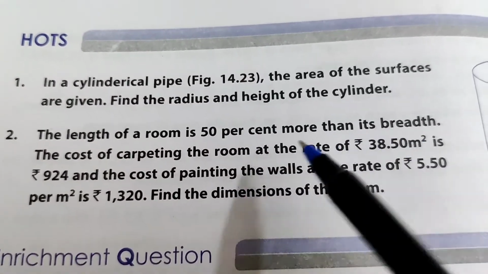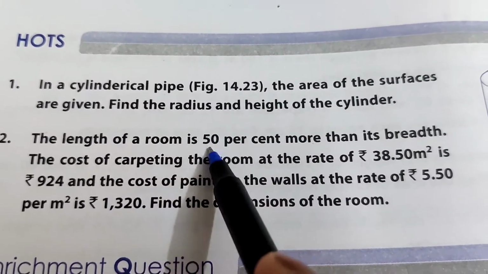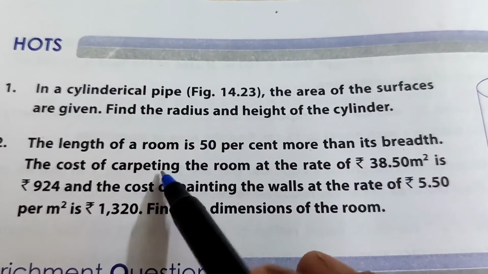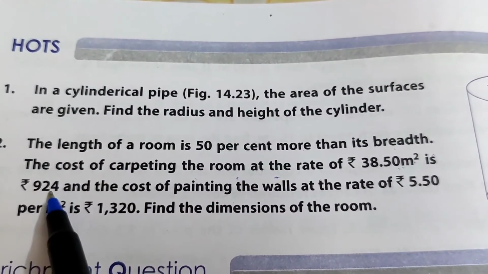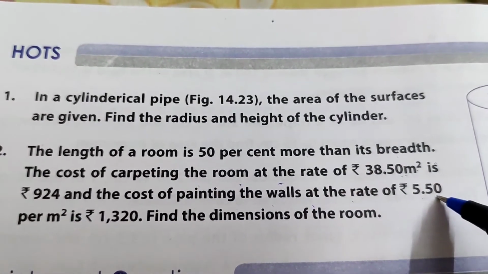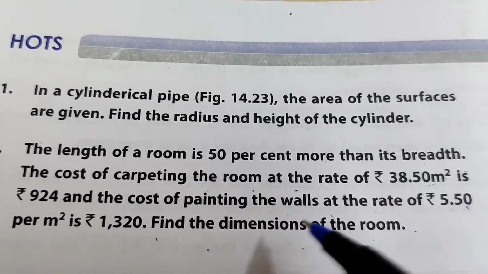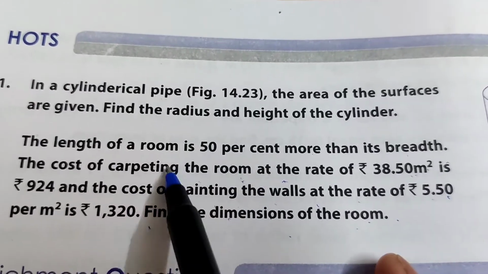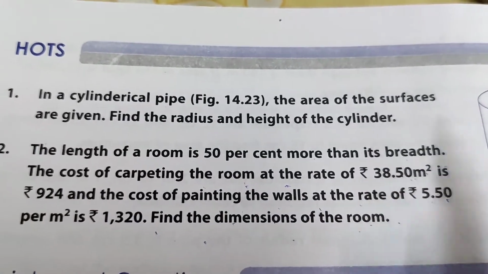Question number 2: the length of a room is 50% more than its breadth. It means the length is 50% more than the breadth. The cost of carpeting the room at the rate of 38.50 rupees per meter square is rupees 924, and the cost of painting the walls at the rate of rupees 5.50 per meter square is 1320. Find the dimensions of the room. The dimensions of the room are length, breadth and height. Carpeting the room means the area of the base, which means length into breadth, given by 924 divided by 38.50.